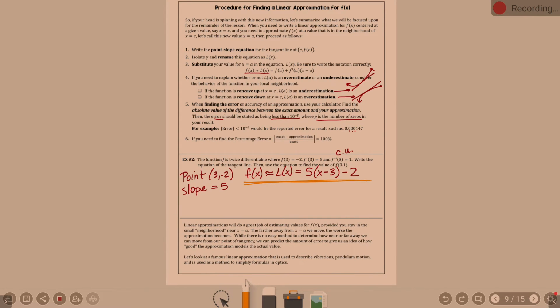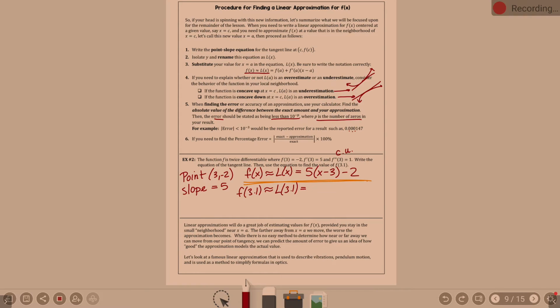Now, what'd they ask us to do? Then use the equation to find the value of f of 3.1. When we're finding the value of f of 3.1, this is going to be an approximation because we're using the tangent line. This tangent line will find the exact value at 3, but everything else is going to be very close, but not exact.